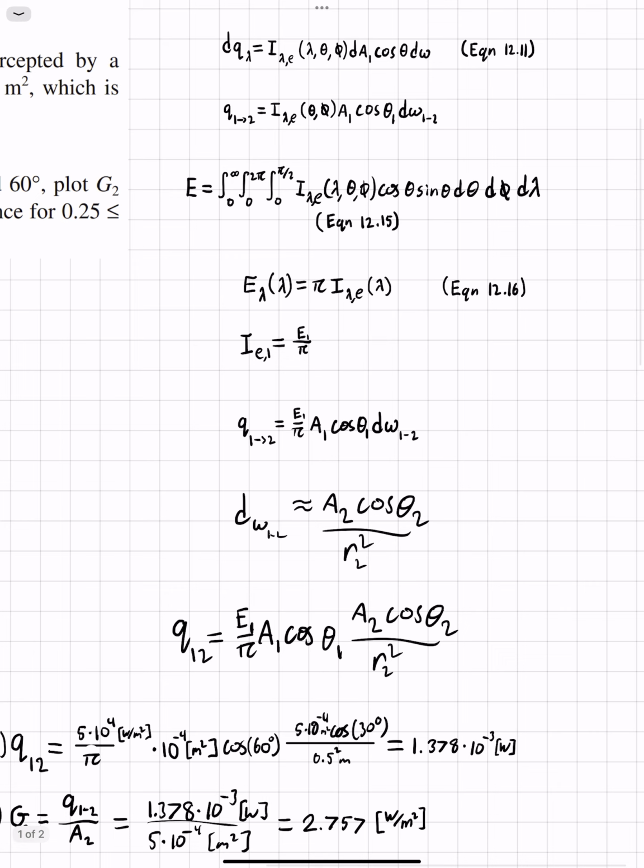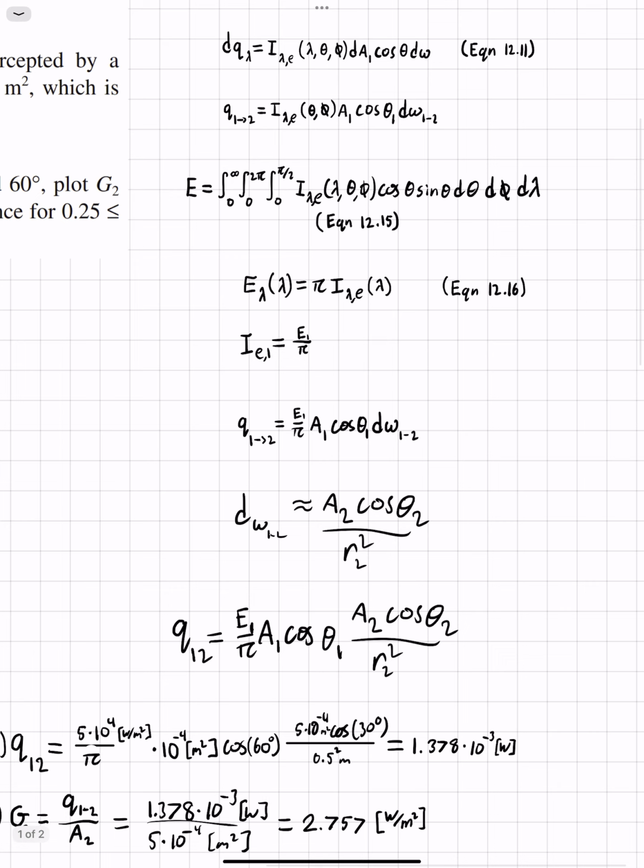So we get that Q1 to 2 is equal to 5 times 10 to the fourth watts per meter squared over pi times 10 to the negative fourth meter squared times cosine of 60 degrees times 5 times 10 to the negative fourth meter squared times cosine of 30 degrees divided by 0.5 meters squared. This gives us a final answer of 1.378 times 10 to the negative 3 watts.